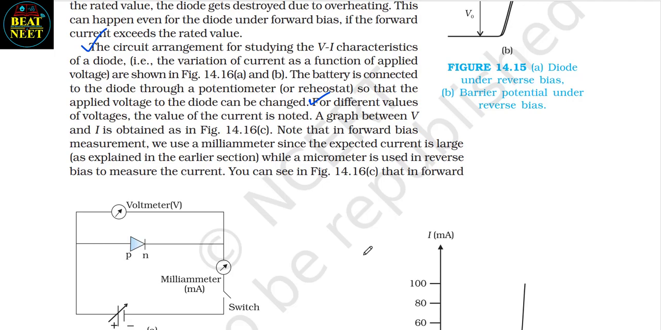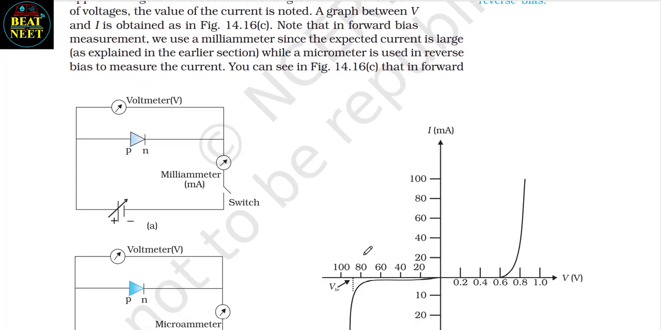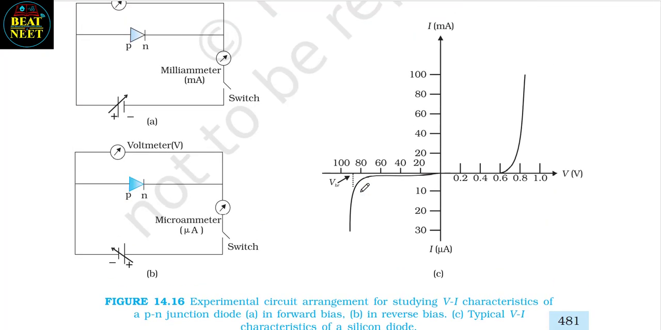Note that in forward bias measurement, we use a milliammeter since the expected current is large, as explained in the earlier section. One correction: that was not milliampere, that was the milliammeter. While a micrometer is used in reverse bias to measure the current, you can see in figure 14.16 that in forward. You can see the diagram here.